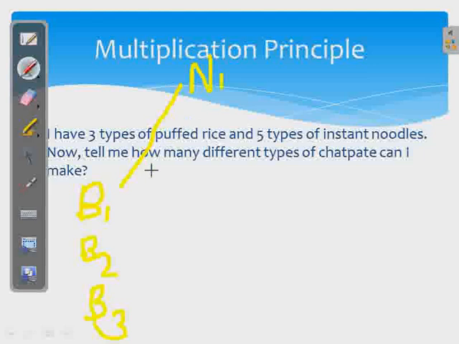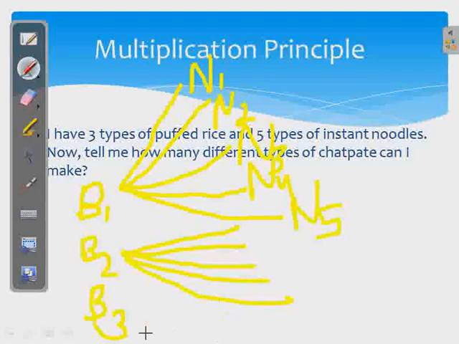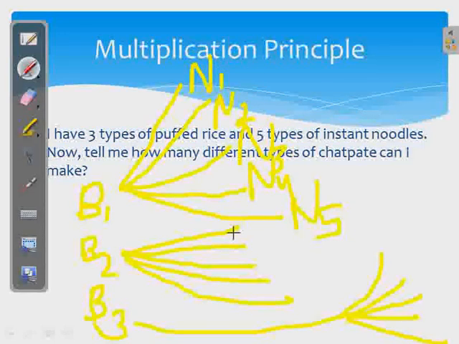So with that I can either use noodle 1 or noodle 2 or noodle 3 or noodle 4 or noodle 5. With this bhuja as well I can use any one noodle, and with this as well I can use any one of the noodles. So how many are there? 1, 2, 3, 4, 5, 6, 7, 8, 9, 10, 11, 12, 13, 14, 15. So I have 15 ways.